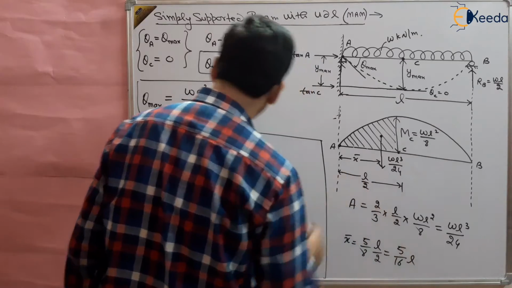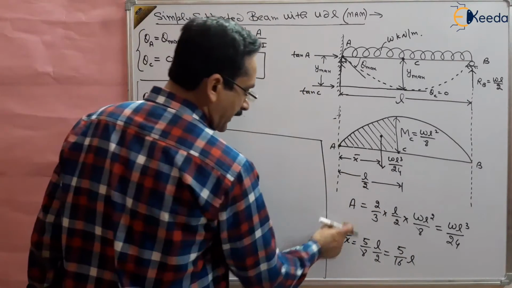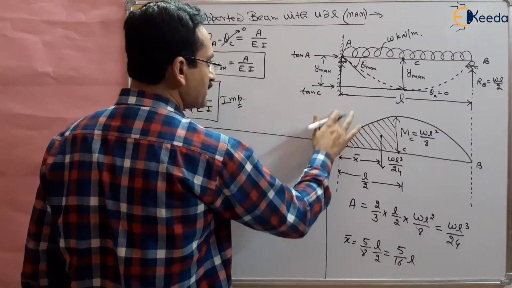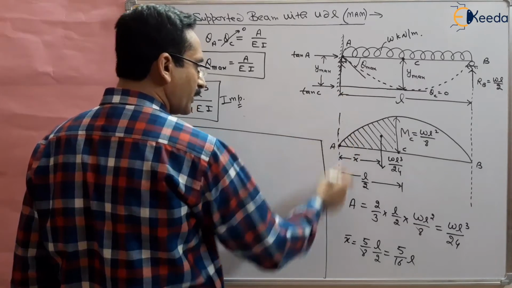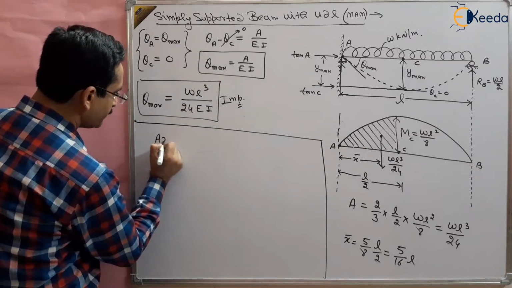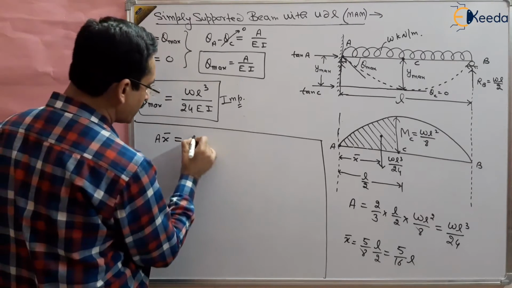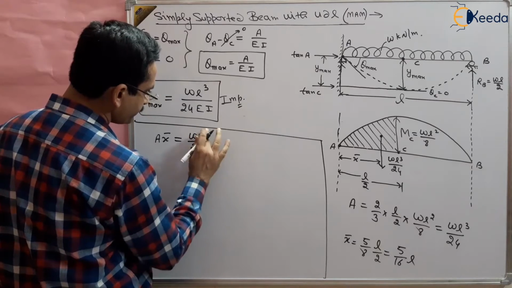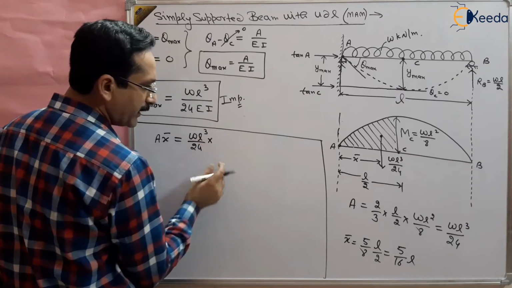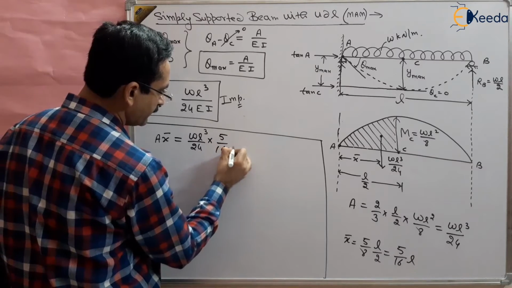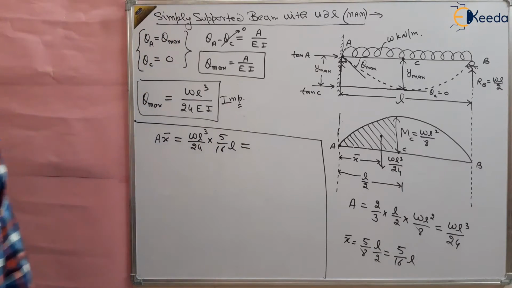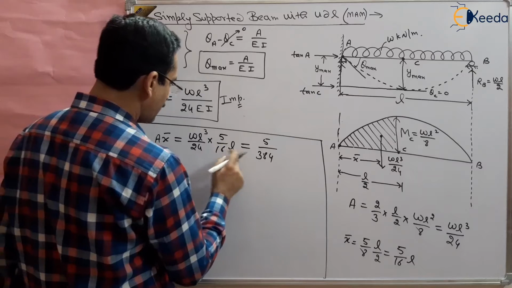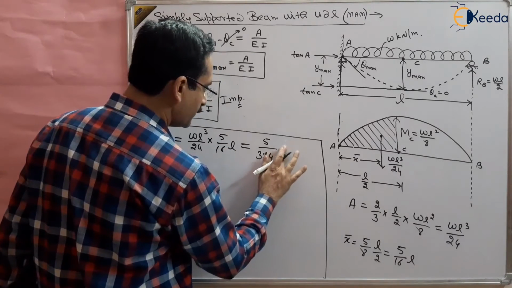So x bar is 5 by 16 L. Now A x bar is the moment of this area about this reference line. This is our reference line, right? So A x bar is the moment of area about the reference line, and that will be equal to the area, WL cube by 24, multiplied by x bar, that is 5 by 16 L. So this will be 5 by 384 WL to the power 4.